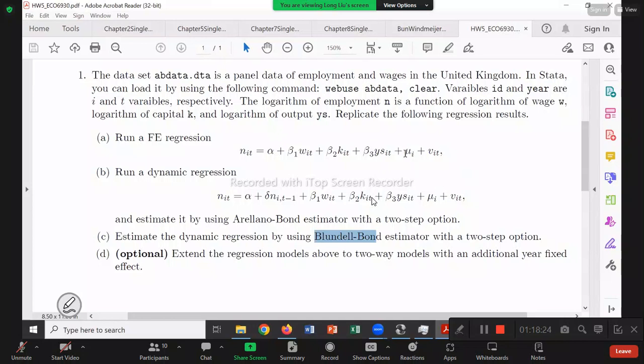By default, they are one-way models. And part D, optional: if you want, you can try the two-way model, including a bunch of dummies, but this is not required. If you do that, no bonus points. If you don't do that one, no penalty. So it's optional, just for learning purposes. If you want to practice, try it. Otherwise, if you're lazy, not a problem at all. So that's homework number 5.